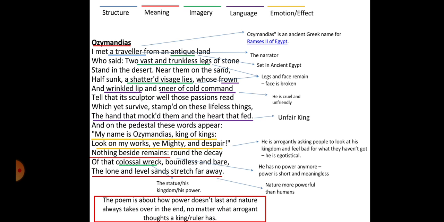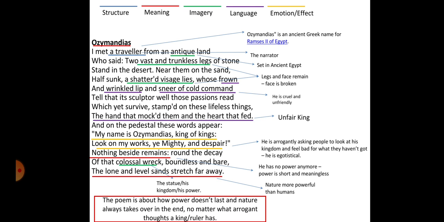Now, it talks about the frown and wrinkled lip and the sneer of cold command. Cold command being a good use of alliteration there, quite an aggressive way of describing this person. These are the features that are seen on the face of Ozymandias. And it says here that his sculptor well those passions read. The idea that actually the sculptor saw the sort of person that Ozymandias was. He was not a nice person, and therefore, there's a frown, there's a wrinkled lip, and he has a sneer on him as if he is above people, in that arrogant way.